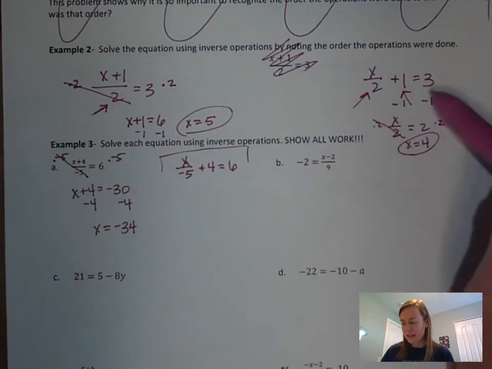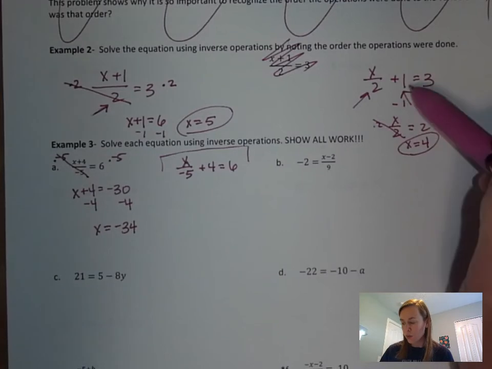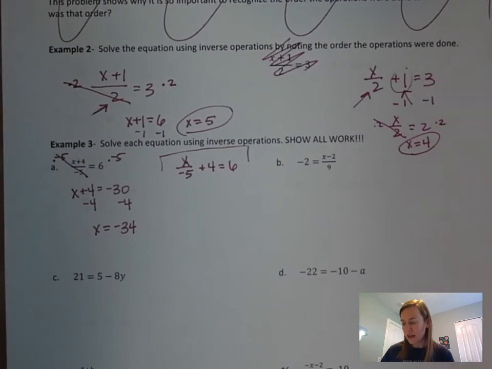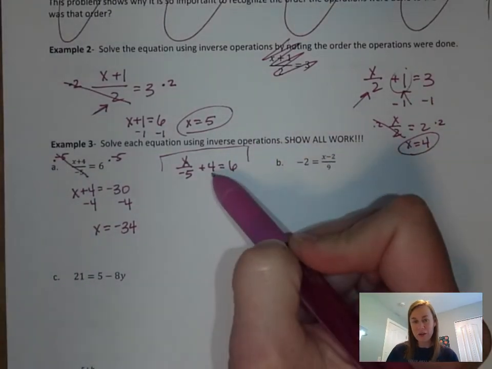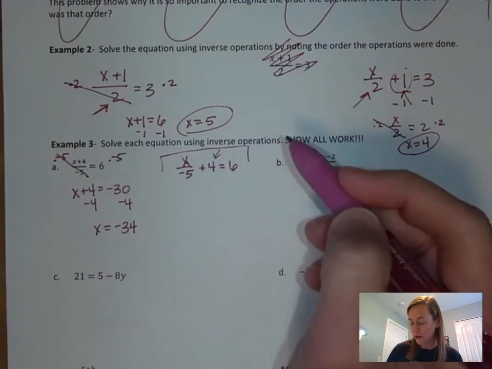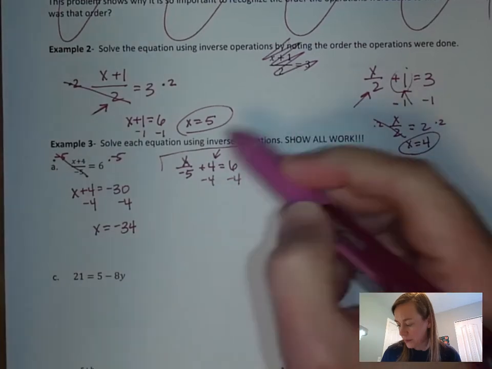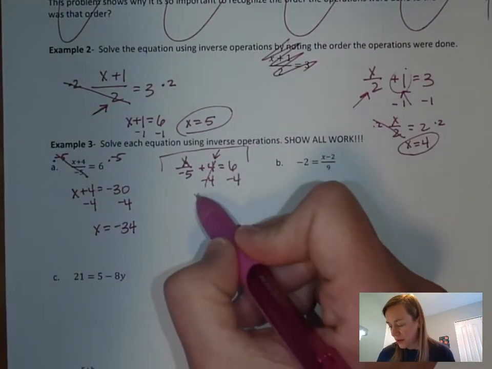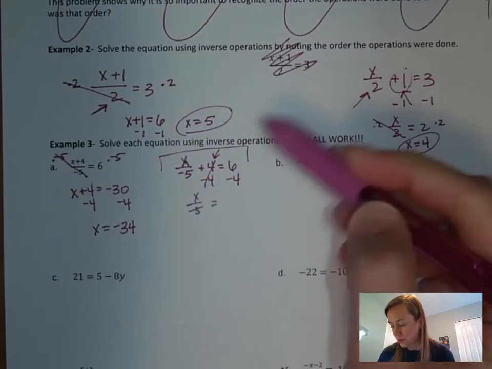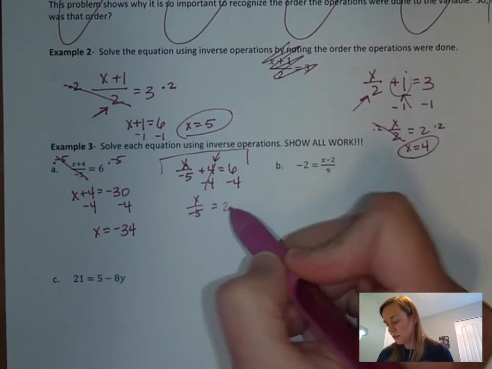Yes, it looks like this one up here. So what you're going to get rid of in this one first is that 1. Over here, what you're going to get rid of first is that 4. So let's do it. Get rid of the 4 by subtracting it. Those go to 0. You're left with x over negative 5 equals 6 minus 4, that's 2.